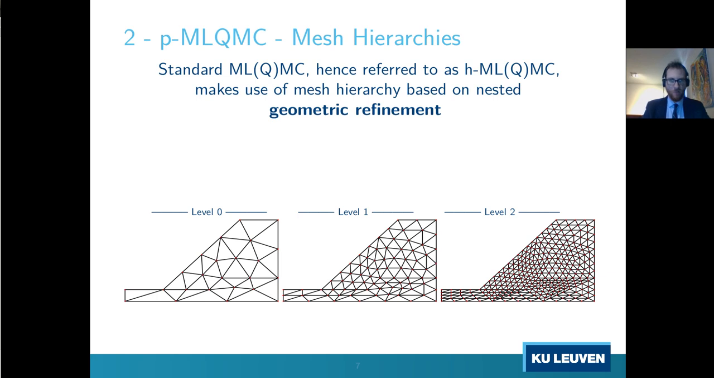So here we show the mesh hierarchy for standard multilevel Quasi-Monte Carlo, also referred to as h multilevel Quasi-Monte Carlo. It makes use of a mesh hierarchy based on nested geometric refinement. As you can see, you just refine the mesh element-wise.